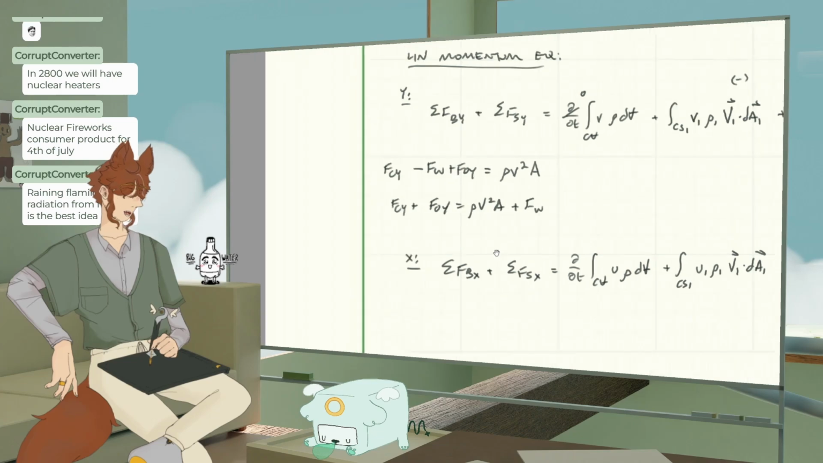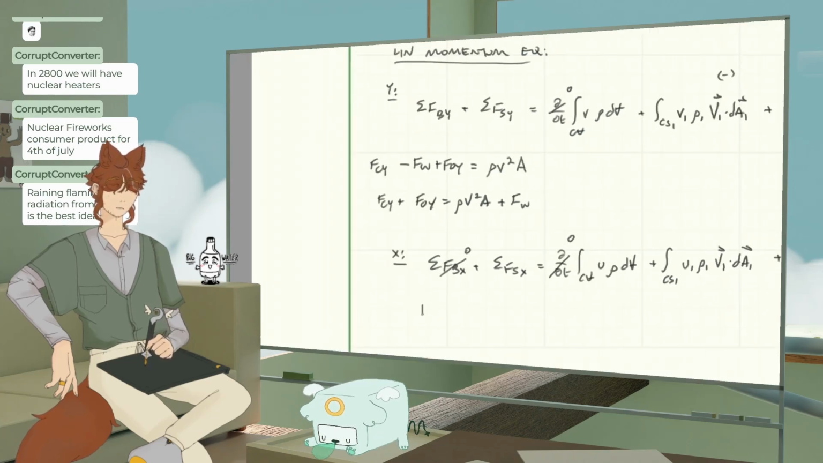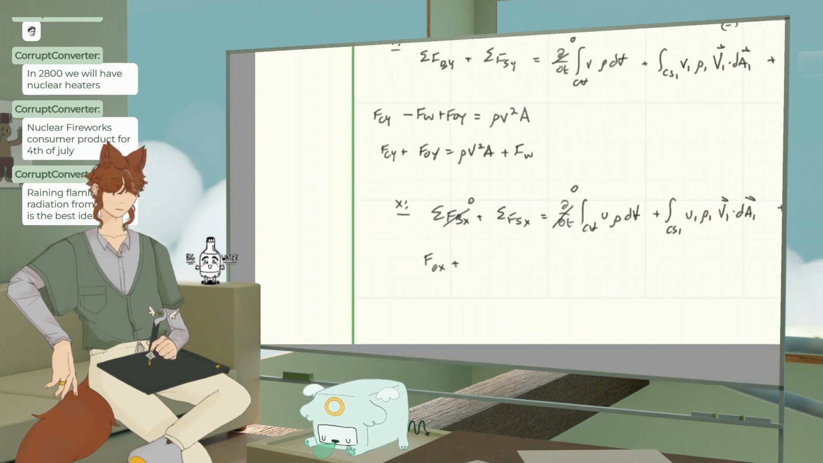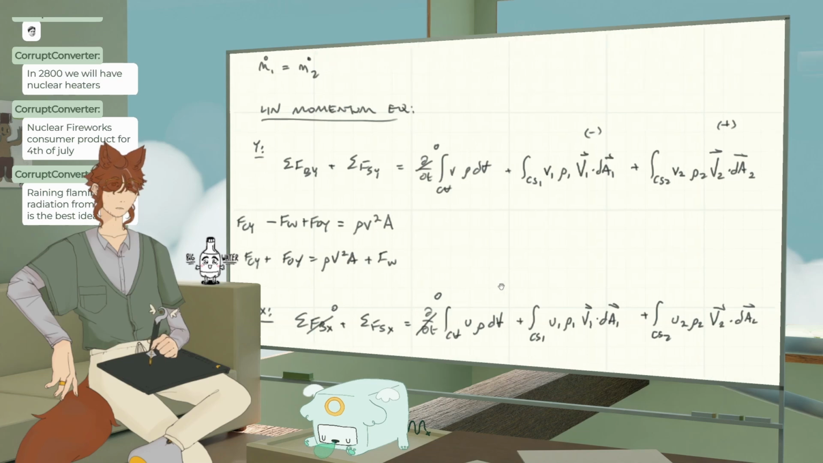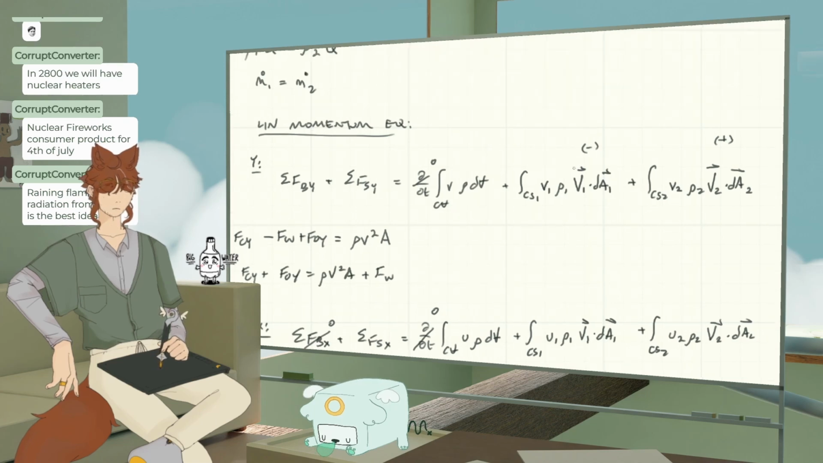Okay, none here. That goes to 0. So this is our F. Is it? FOX plus FCX equals... so this will be U. Wait a second. Wait, this is minus though. This will be 0. What? Oh, it's because I didn't put anything on it.